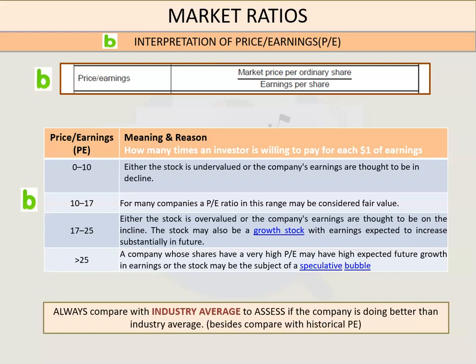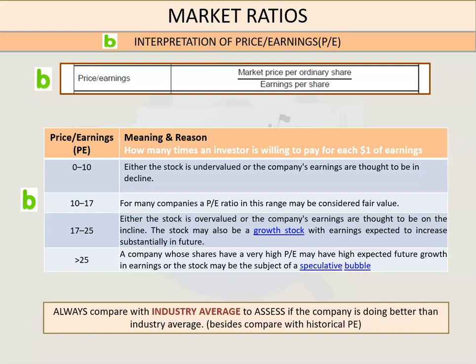So if let's say the PE ratio is between 0 to 10, again this is in times, it just means that the stock is either undervalued, which means the investors are not valuing it at its actual value, or the company's earnings are thought to be in decline, which means the confidence level is quite low. Now, 10 to 17 is usually a fair value for most businesses. 17 to 25 times means that the stock is overvalued, or the company's earnings are thought to be on the incline or increased. This is called a growth stock because you have higher confidence in this company, you're expecting it to grow a lot in the future.